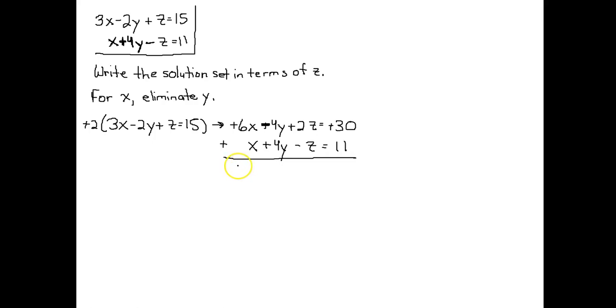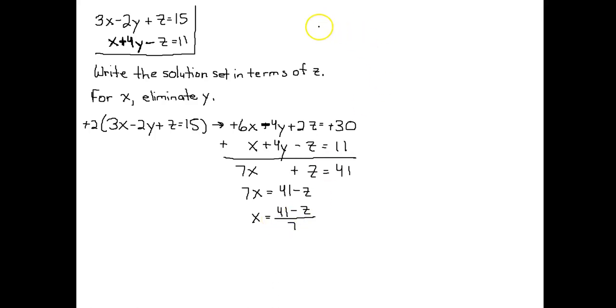All right, so we got 7x, then the y's will be opposites and cancel. That's the idea, we're going to get the y's to be opposites so that the y will go away, we'll eliminate y. And then plus z equals 41. And we want x in terms of z, so we're going to solve for x. So x is going to be 41 minus z divided by 7.